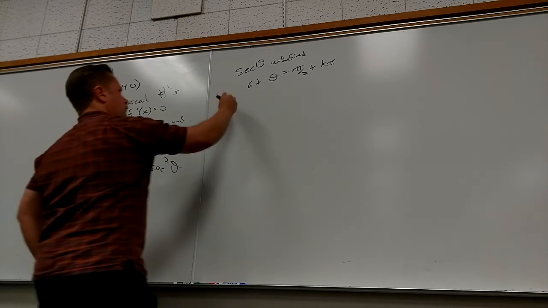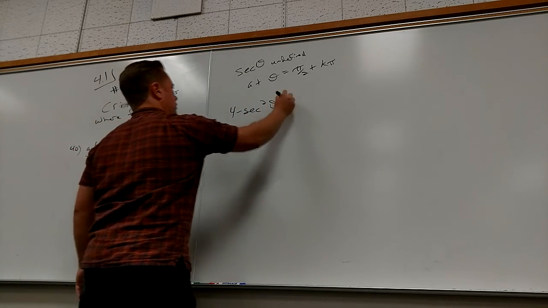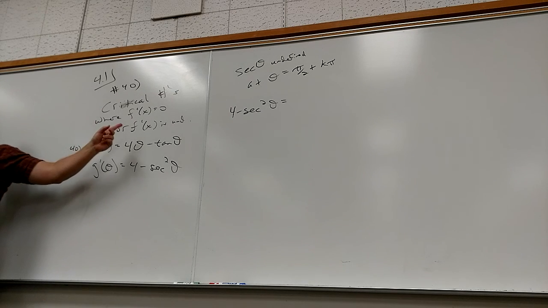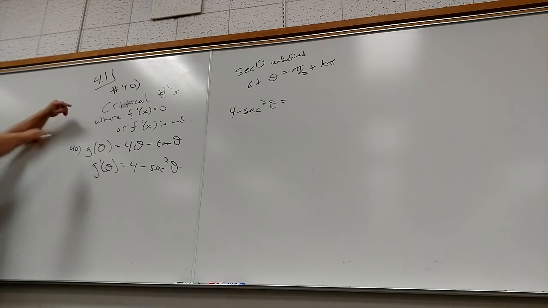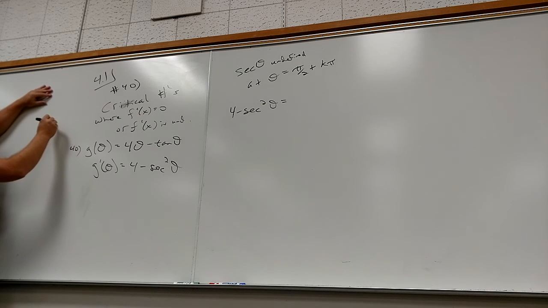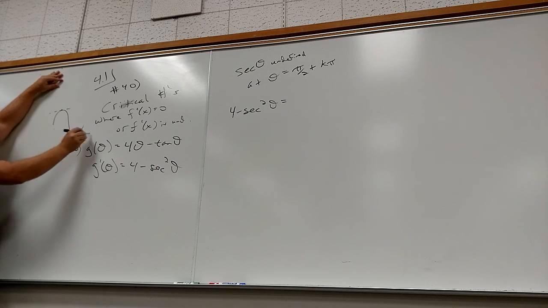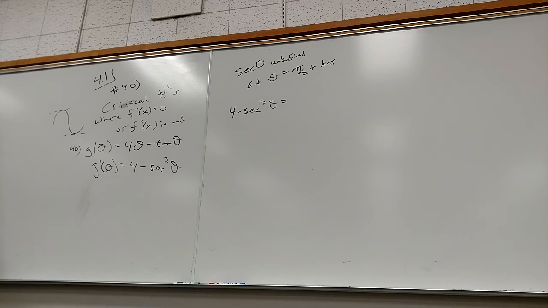Now 4 minus secant squared theta. What do I want to do with it? I want to set it equal to 0. Now what do these two correspond to? This is the one that we're really used to. Wherever it has this, that could be a max or a min, and that's a horizontal tangent line at both of those. That's setting it equal to 0.